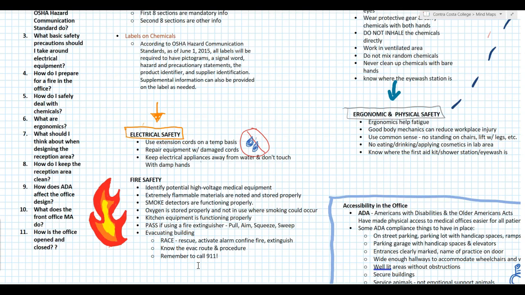If you are a fan of This Is Us and you have seen the Jack Pearson episode with the Crock-Pot, you know exactly why we need to make sure that we are repairing equipment with damaged cords. If you're a fan of This Is Us and I just spoiled Jack Pearson's death episode for you, I apologize from the bottom of my heart, but you will cry. It's terrible.